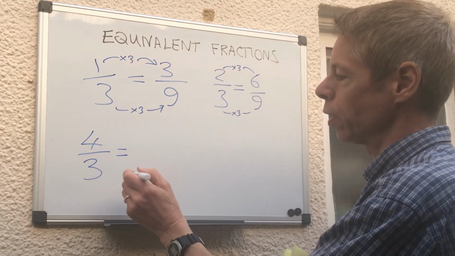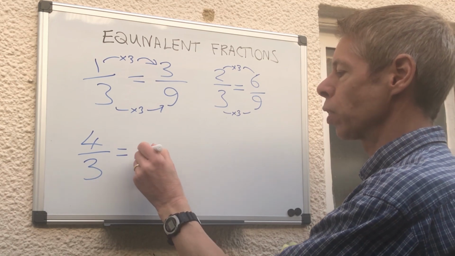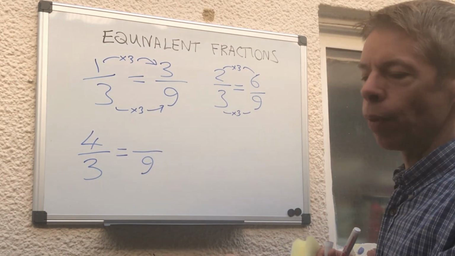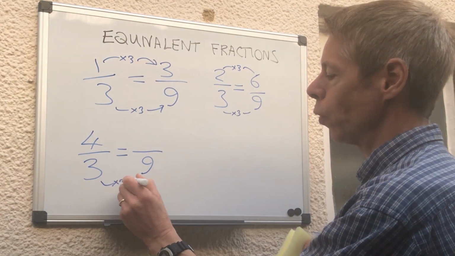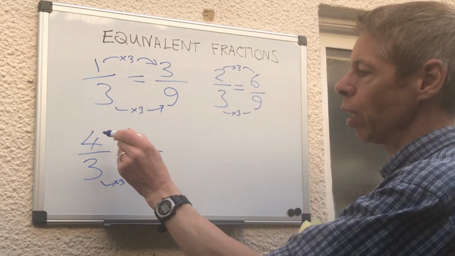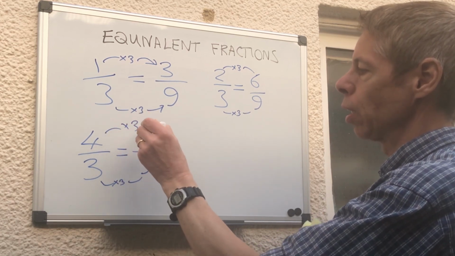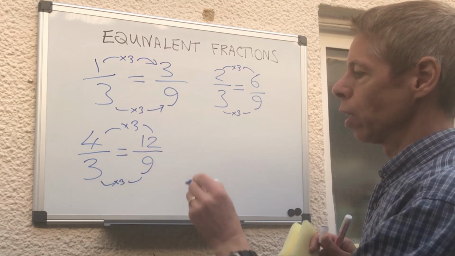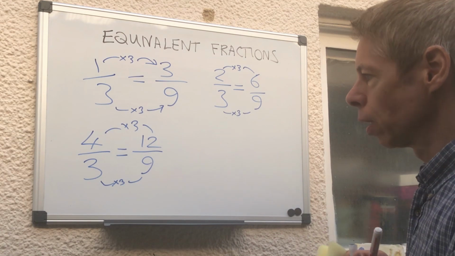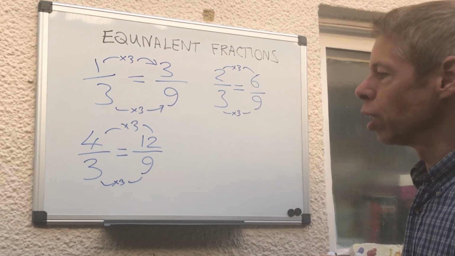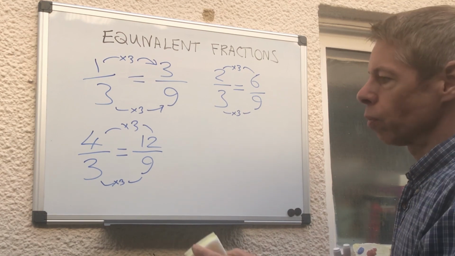Okay, so 4/3 is equivalent to how many ninths? Well, as we know by now, having done these two, we multiplied that 3 by 3 to give 9. So we're going to multiply the top number also by 3, which will give us 12. So 4/3 is equivalent to 12/9. So we could go on, but I think that's enough for thirds.